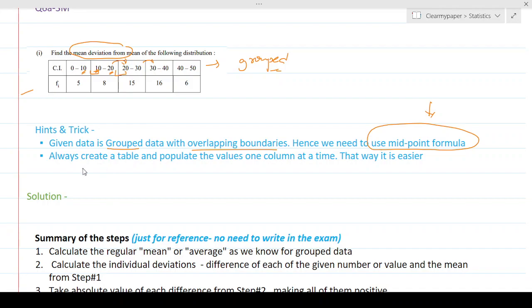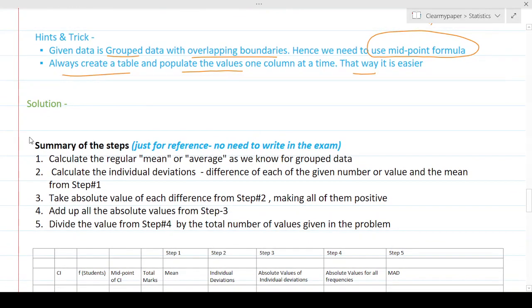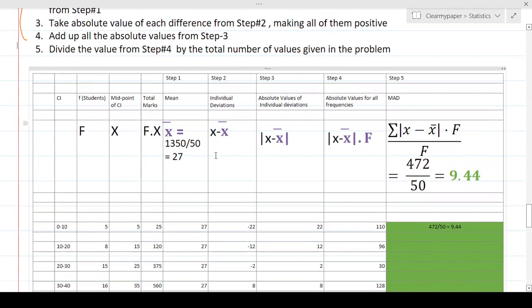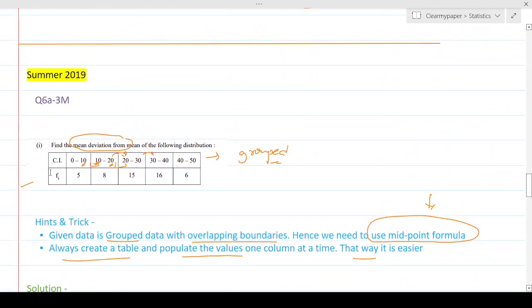And like I always said, always create a table and populate one column at a time. That way it's easier. And the same steps apply here also. We'll just have a couple of more steps because we need to apply the midpoint formula. So what is the first thing that I'm going to do? Whatever is given in the data. So we have got class interval and the frequency. So assume in your head, this is the number of students. Like I said, always give some examples of what they're talking about. There's a number of students here.